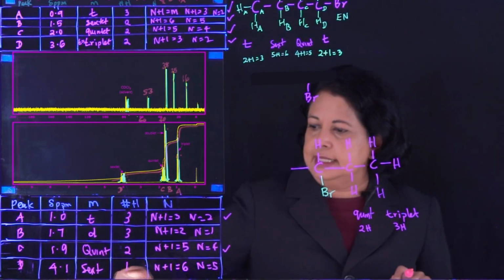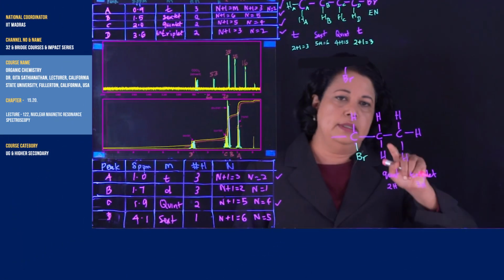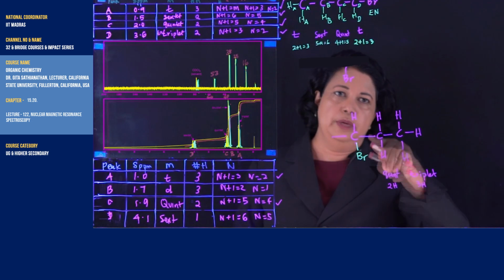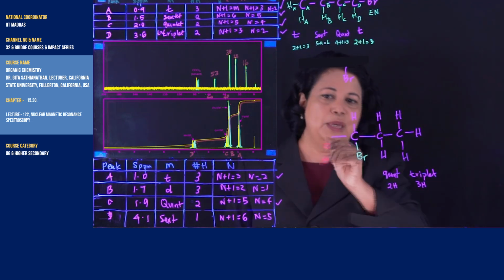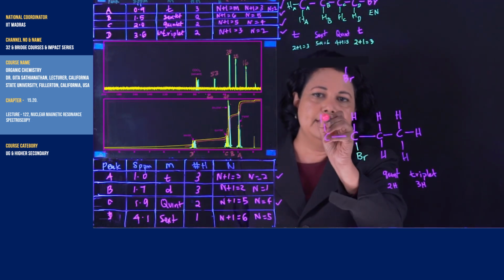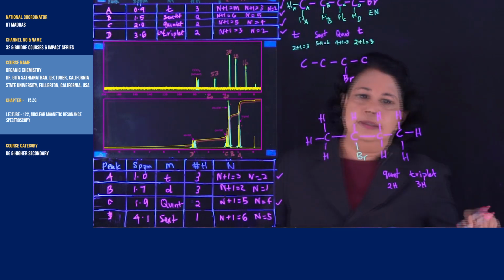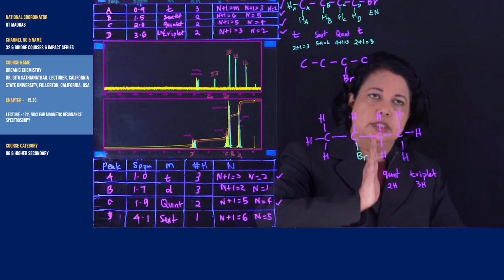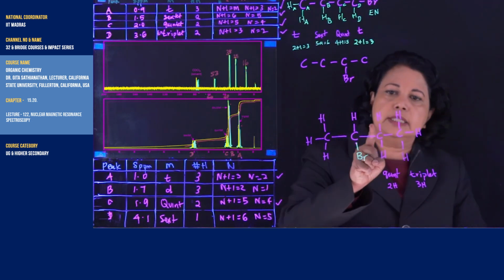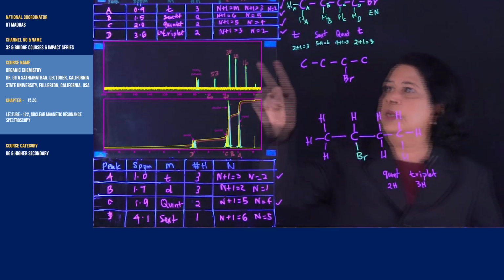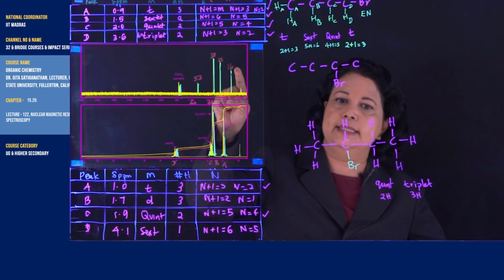All right, the sextet has got 5 neighbors. Let's see, 1, 2. Where would you put the other 3? There's only 1 opening here, and that's here. So this is not a symmetric structure. Each one of these carbons is unique, and so you get 4 different peaks.